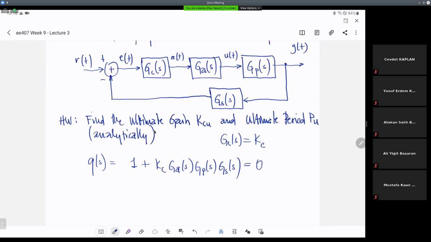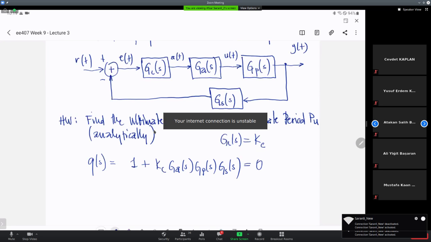Therefore this is a root locus problem. How do you find a gain and period for sustained oscillations?